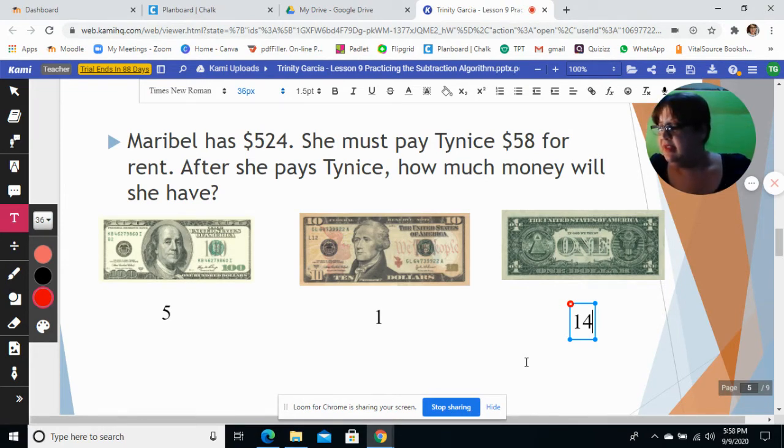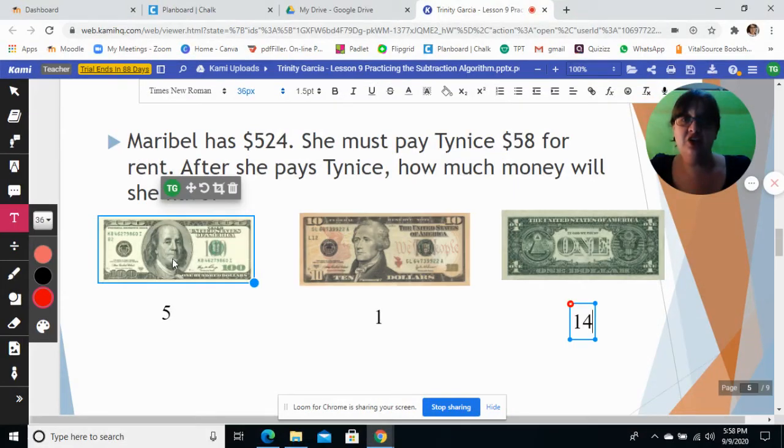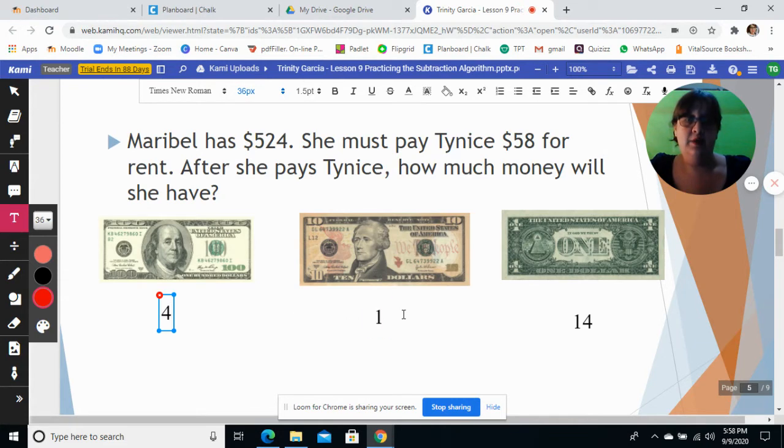But Maribel still does not have enough tens. So what would she need to do? Now she's going to have to change her $100 bill into some tens. How many tens would she get if she changed it? So now she has 4. How many tens is she going to have? Well, there's 10 tens in 100. So now she's going to have 11.